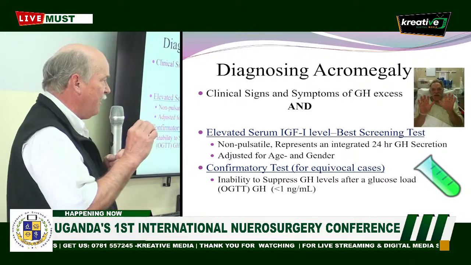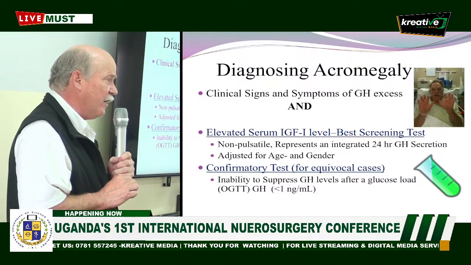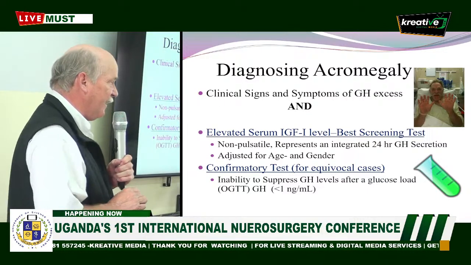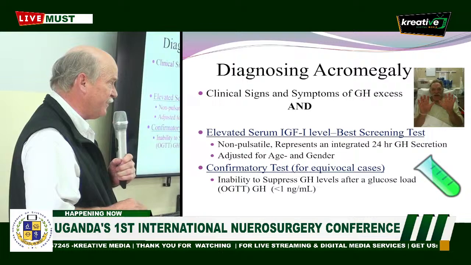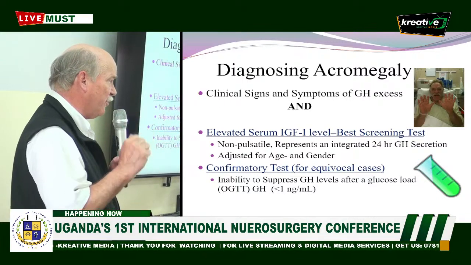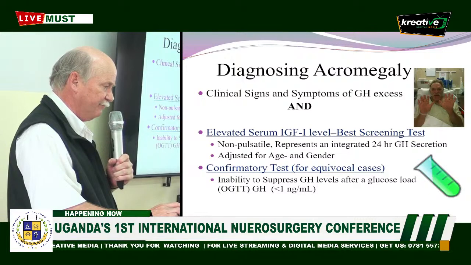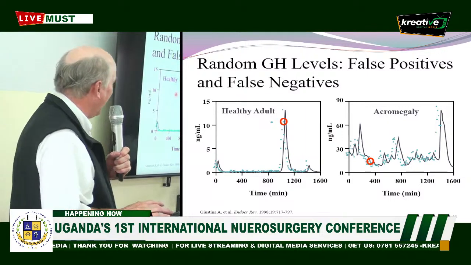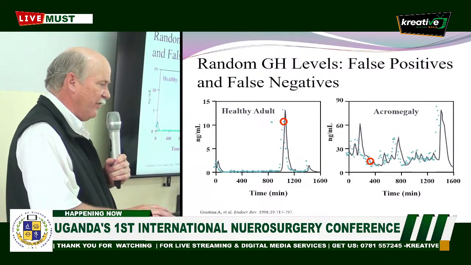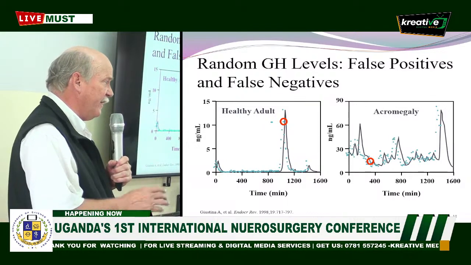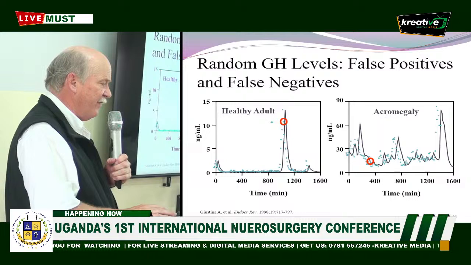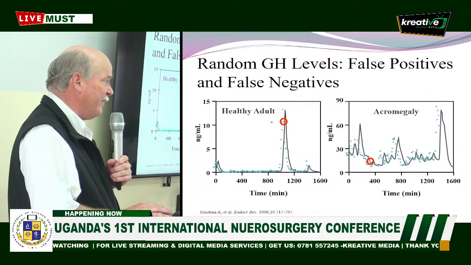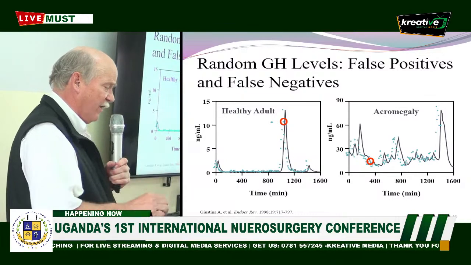And then once you're suspicious that they have acromegaly, a glucose tolerance test would be the next test that we'd recommend. In a glucose tolerance test, after you get a glucose load, your growth hormone should go down to less than 1 nanogram per ml. This graph shows a healthy adult on your left-hand side: if you happen to catch the growth hormone spurt, it'll look very, very high. But in the acromegalic, it may be low. But if you sum up over the whole day, it's much higher, and that's what IGF-1 does. So IGF-1 is what you really want to measure.